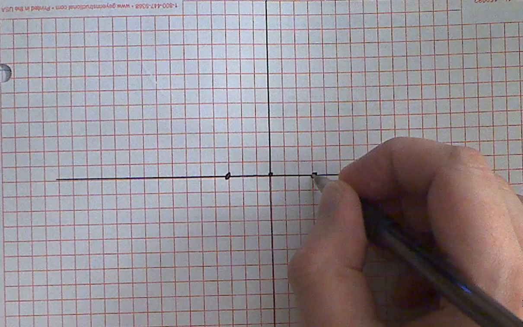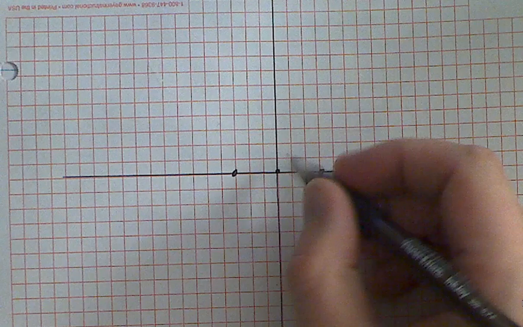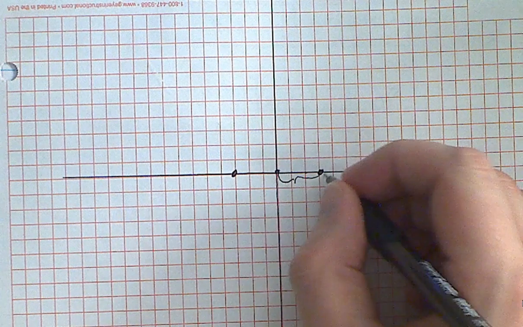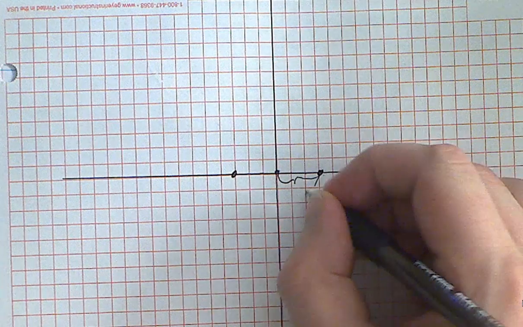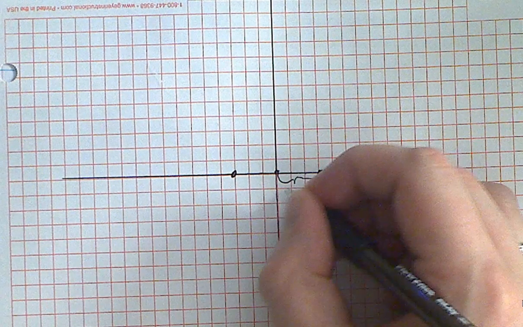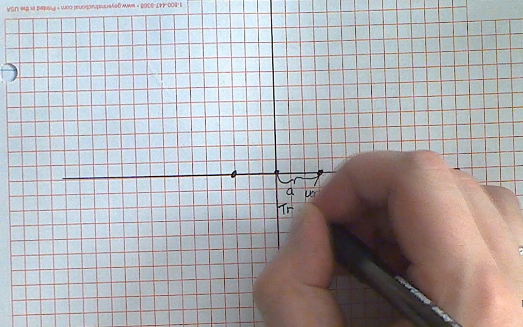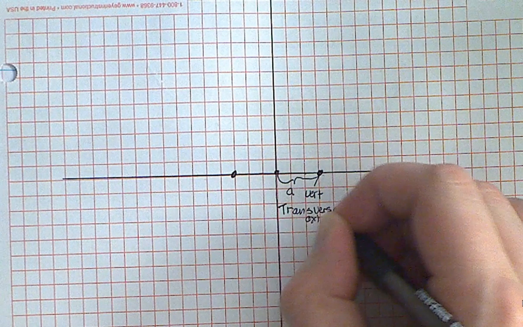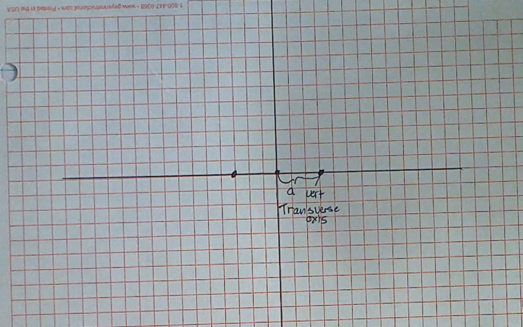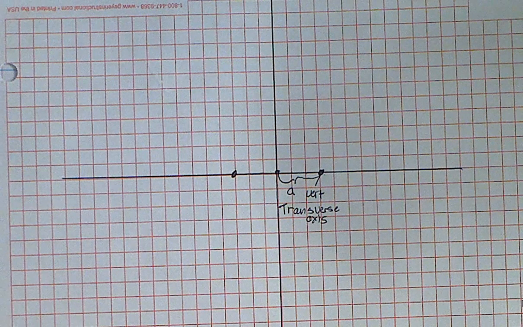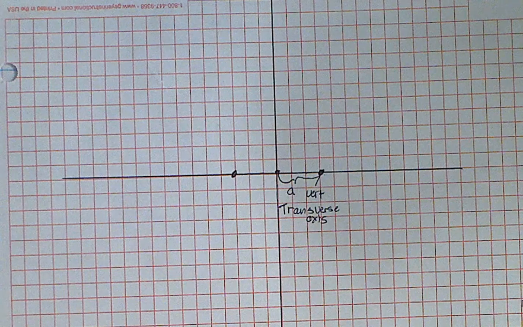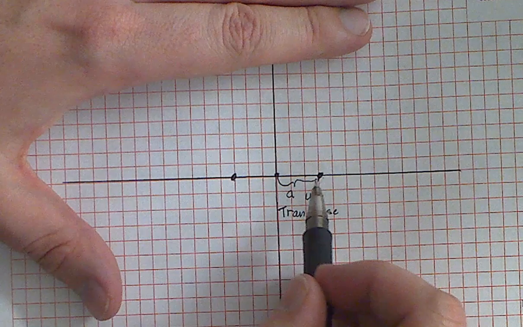Okay, so what's the transverse axis? The transverse axis is the distance from the center to the vertex, or one of the vertices. So here is a vertex, and then this is a, which is the transverse axis. The distance between the two vertices is 2a, which is the entire length of the transverse axis. Oh, so that's why it's only 3. Yeah, instead of being 6, because the distance between these two is 2a.